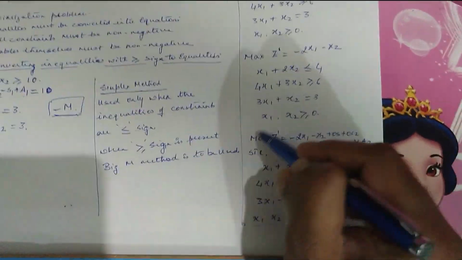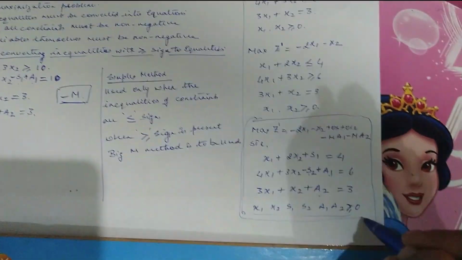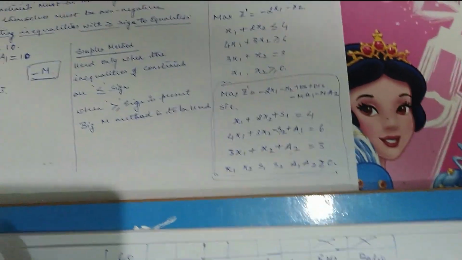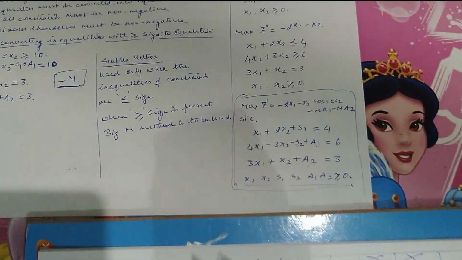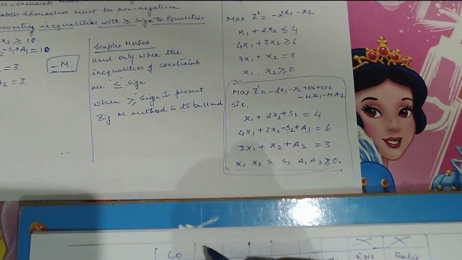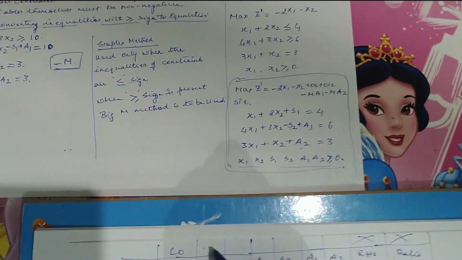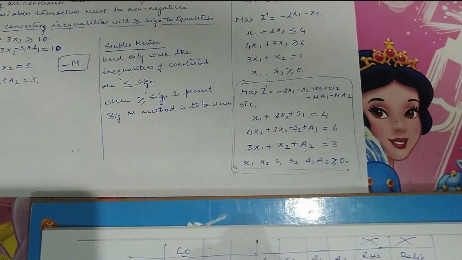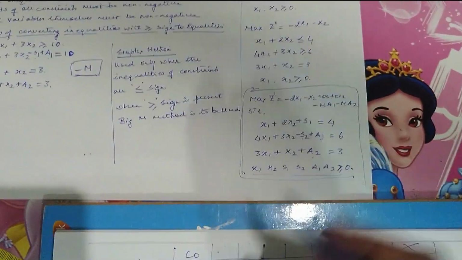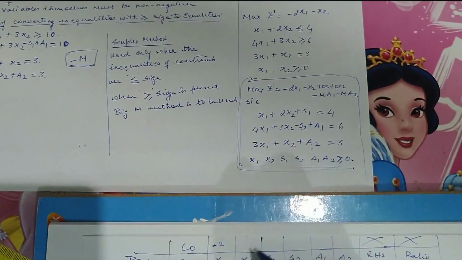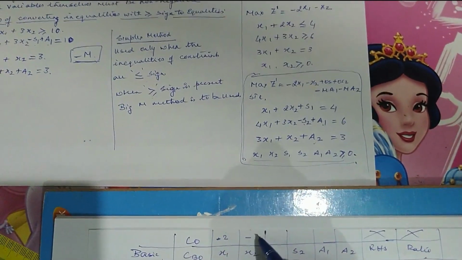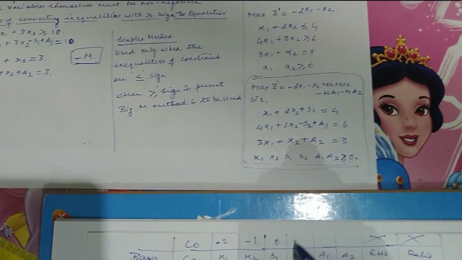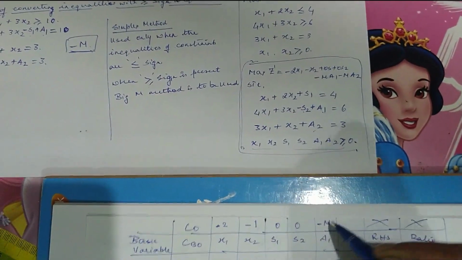So here, from the last set of equations that we have written in the standard format to be solved by the Big M method, I'm going to write the objective coefficient of each variable in the objective function here. The coefficient of x1 in the objective function is minus 2, so I'm going to write it as minus 2. x2 is minus 1, s1 and s2 are 0, and a1 and a2 are minus M and minus M.